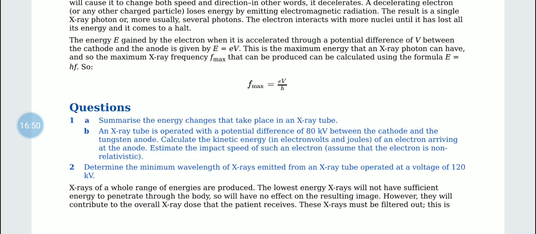So as a result, the maximum X-ray frequency can be calculated using the formula E equals hf. Therefore, f maximum equals eV divided by h, simple e, capital V divided by h. I hope you understood. If you did understand, please do question number 1 and 2. If you didn't understand, please ask me questions.